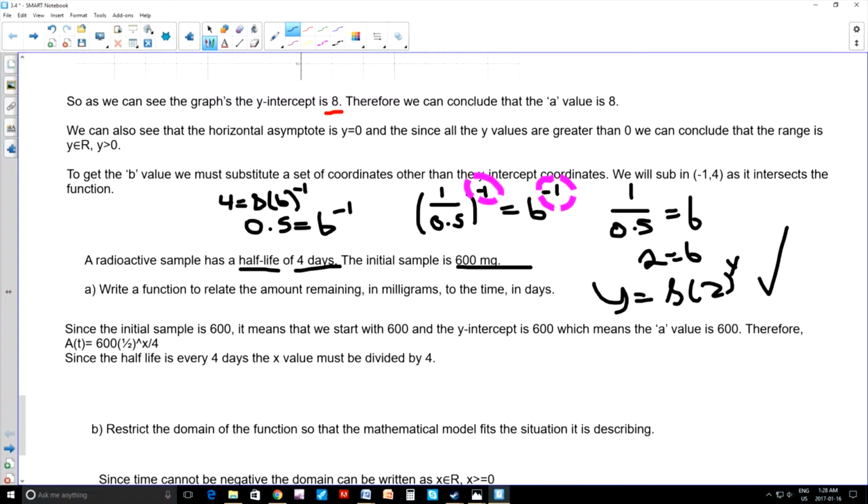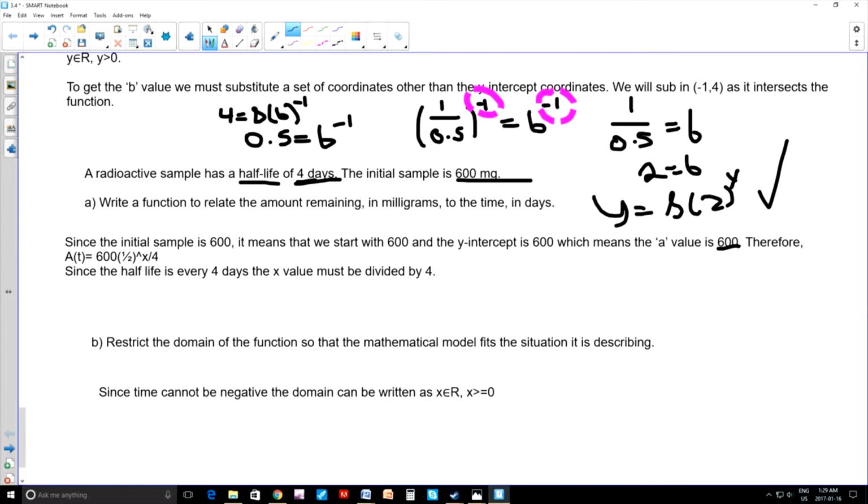Since the initial sample is 600, the y-axis starts at 600, which means the y-intercept is 600, which we know from before that when the y-intercept is 600, the a value is 600. Therefore, the a value is 600. Now it's a half-life, so it diminishes by half its value at this rate. Therefore, the b value must be 1 over 2 because it's half to the power of x over 4. It's over 4 because the half-life is every 4 days, so we divide the amount of days by 4.